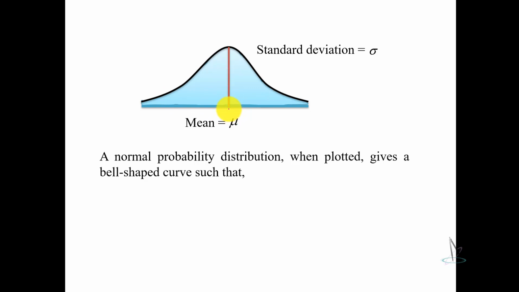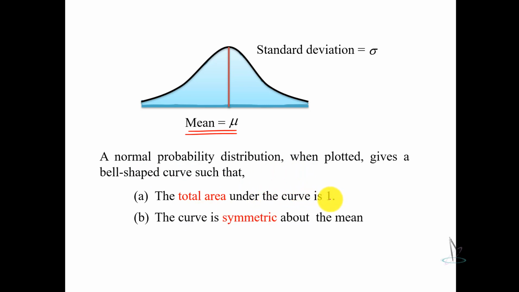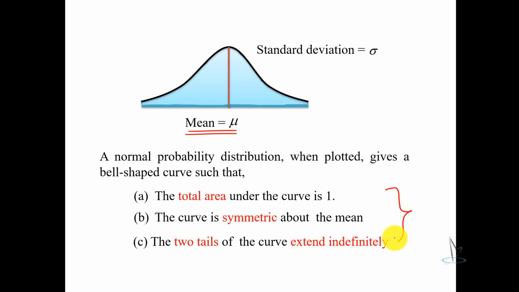Over here we have the axis of symmetry, where the axis of symmetry is the mean, and this is the standard deviation to see how dispersed they are. A normal probability distribution, when plotted, gives a bell-shaped curve such that the total area under the curve is equal to 1, and the curve is symmetric about the mean, and the two tails of the curve extend indefinitely.